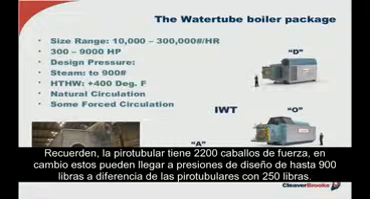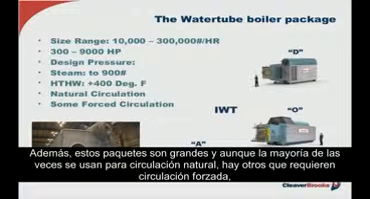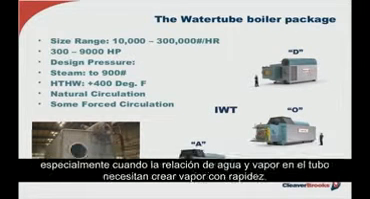Remember, the fire tube I just described is 2,200 horsepower. And these industrial water tubes can go up to design pressures including 900 pounds, whereas the fire tube is about 250. You'll also note that these packages are fairly sizable. And though mostly are natural circulation, there are some IWTs which require forced circulation, especially when the heat flux or the ratio of steam to water in the tube, when those requirements call for inordinately quick steaming.